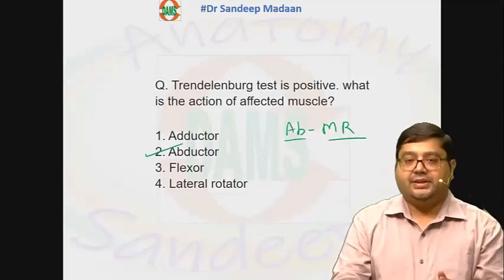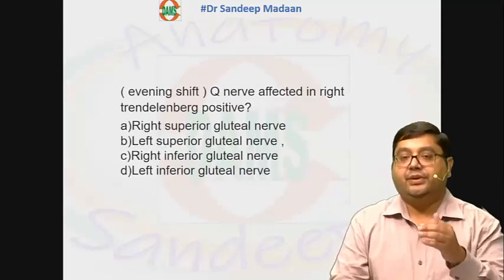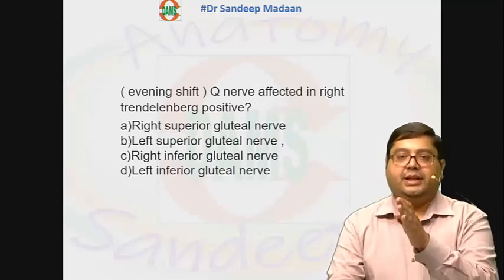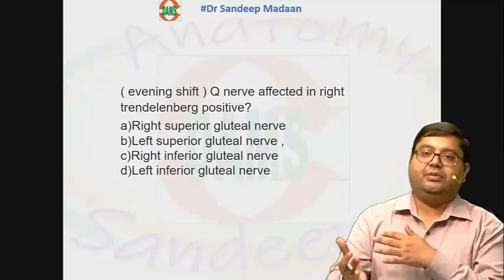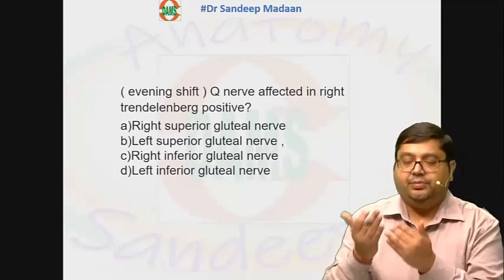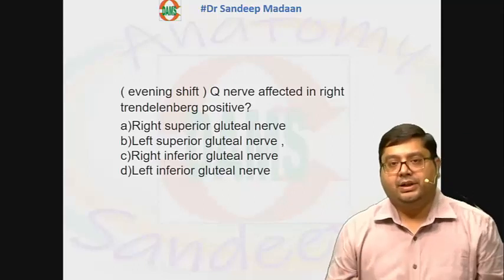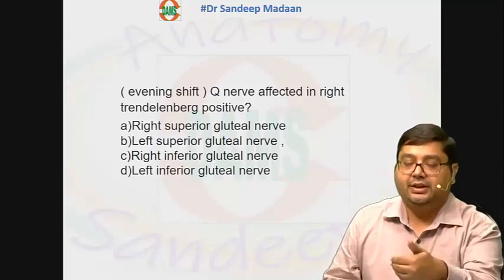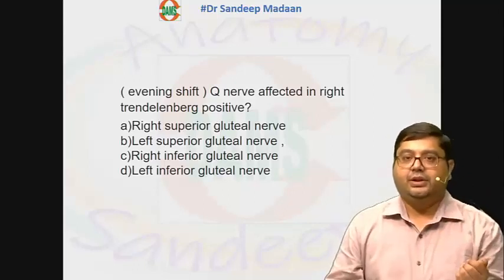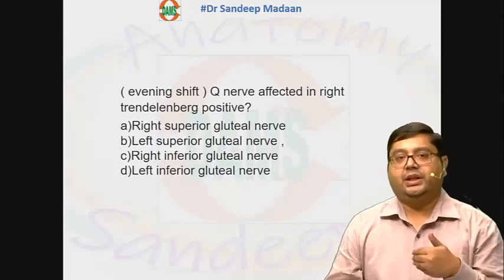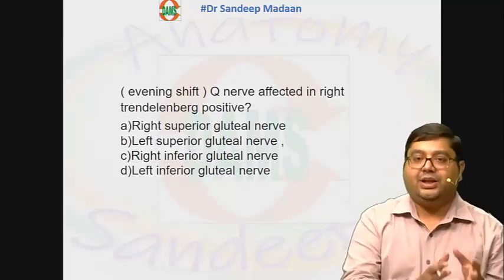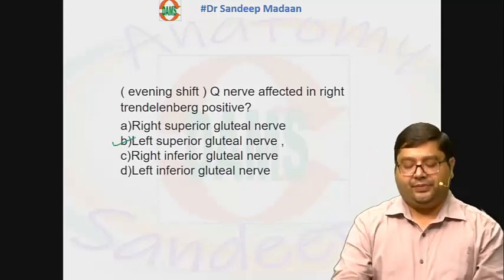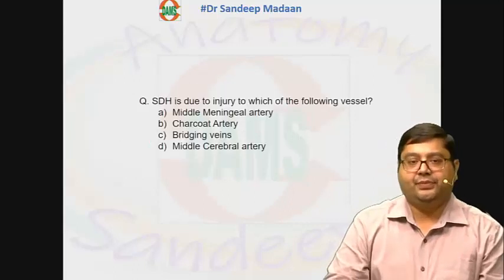Now this question was asked in the evening shift also, but it was in a little different format. In the evening shift, the question was that in case the right-sided Trendelenburg test is positive, means right side hip is dropping when the patient is trying to keep the right foot off of the ground. In that case, left-sided nerve, which should have prevented the tilt, now the left-sided nerve is gone. And which nerve? Obviously superior gluteal nerve of the left side is affected. That is why it is not able to stop the tilt on the right side. Okay, so answer to this question will be B. These are all repeat questions.